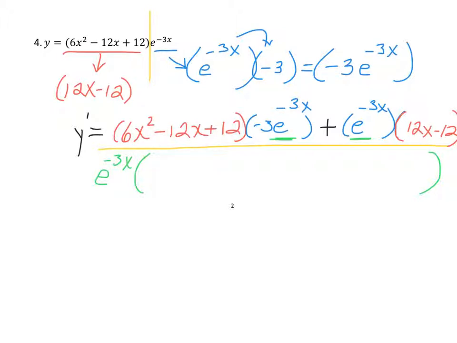And so what we'll have left is we're still going to have this negative 3, and we're going to have to distribute it to all three of those terms. So negative 3 times 6x squared is negative 18x squared. Negative 3 times negative 12 is plus 36x. And negative 3 times 12 is minus 36. And then we also have plus 12x minus 12.